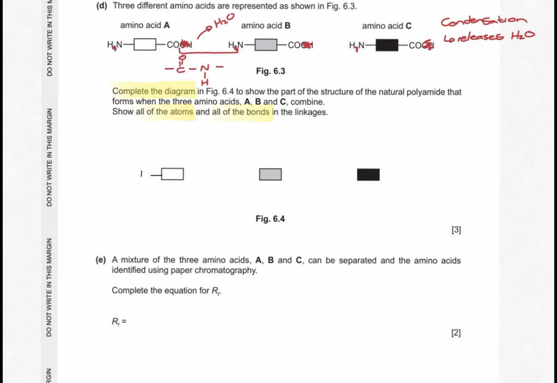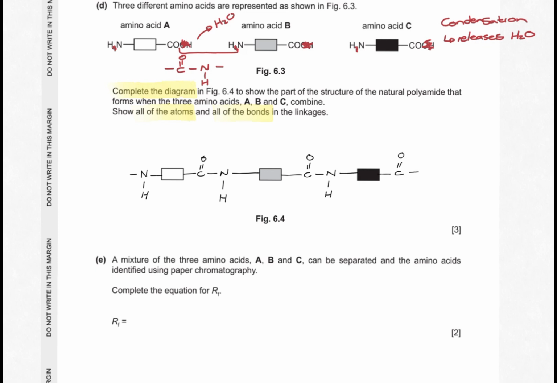So I have my nitrogen with my hydrogen, and I'm not going to add a second hydrogen here because it's lost to water when it polymerizes. Then in between amino acid A and B, I'll have my carbon double bond O with my nitrogen and my hydrogen bonded to amino acid B. And the exact same thing between amino acid B and amino acid C.